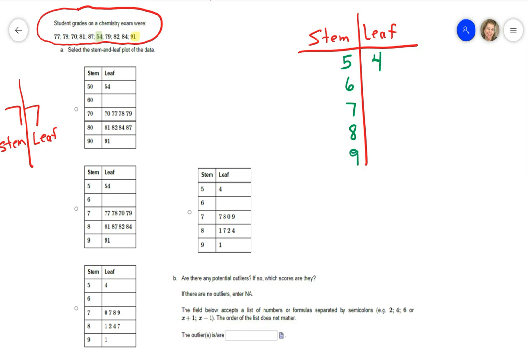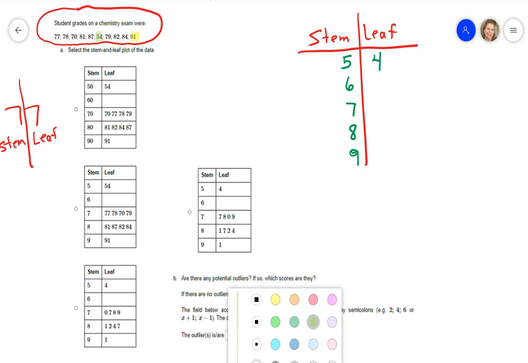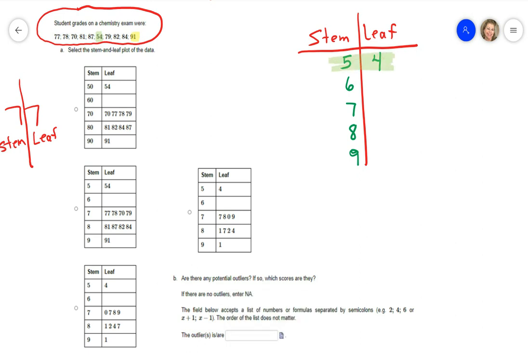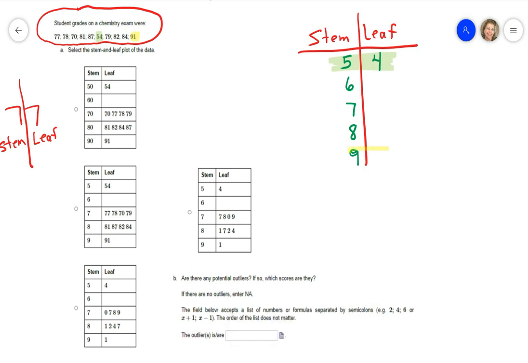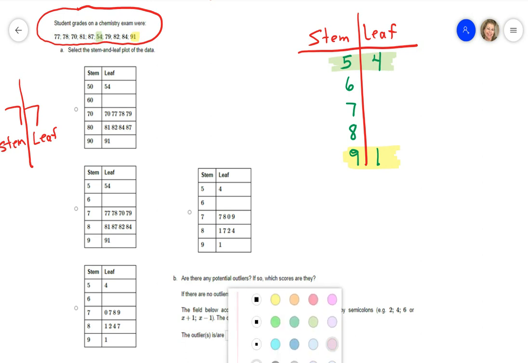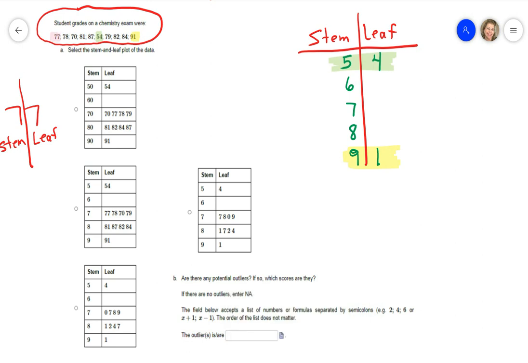And then I just have to do all the leaves. So the 54 is done. That's the only number I have in the 50s. And then the 91, that's the only one I have in the 90s. So there's the 91 right there, 9 and a 1. 60s, there are absolutely no numbers in the 60s. 70s, I have a 77, a 78, a 70, and down here a 79.